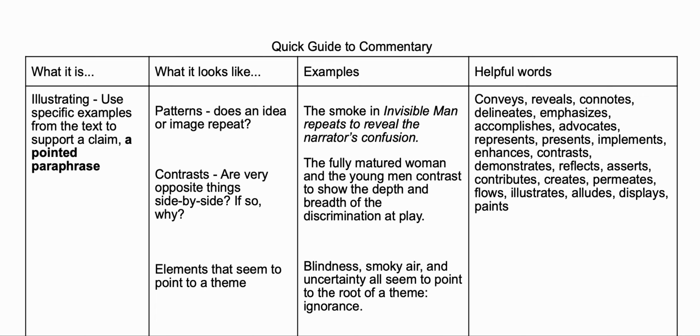So, does something repeat, or are opposite things side by side, or elements that seem to point to a big idea, right? And so, some words to use when you illustrate by using an example would be conveys, reveals, connotes, delineates, emphasizes, accomplishes, advocates, represents, presents. Do you see how the word shows or says is never here? I encourage you to use these helpful words to illustrate your point.